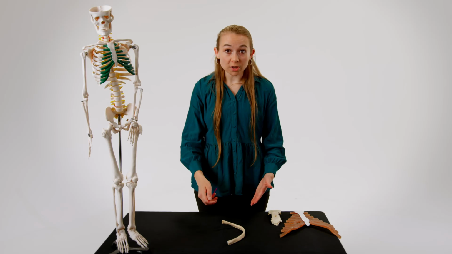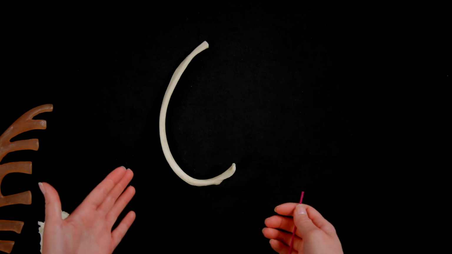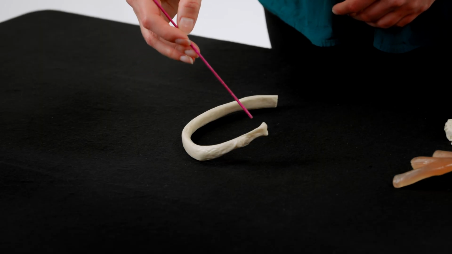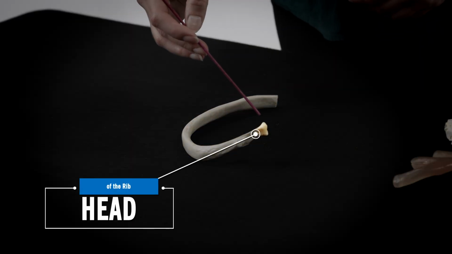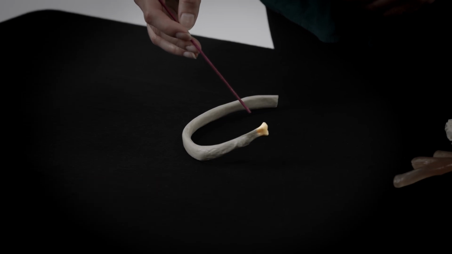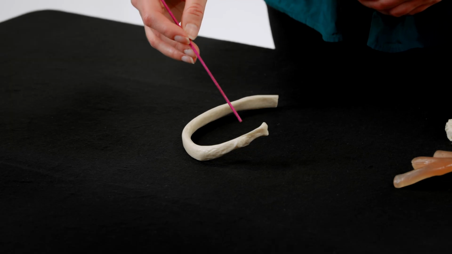So let's take a closer look at a basic rib. This is how it's orientated in the body, but we're going to turn it around so you can see it a little bit better. To start, we have this area here. This first portion is called the head. Make sure you specify it is the head of the rib when taking the test. This is the part that connects to the vertebrae.